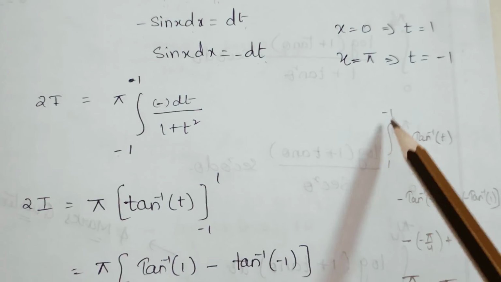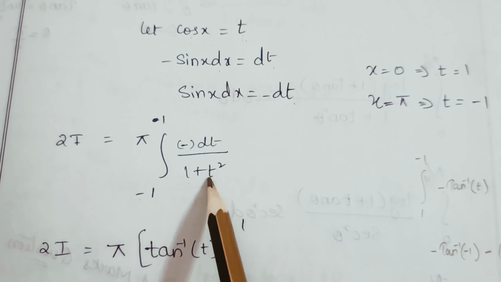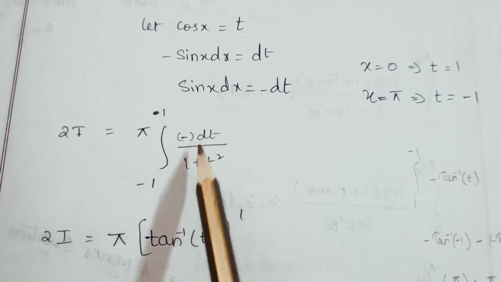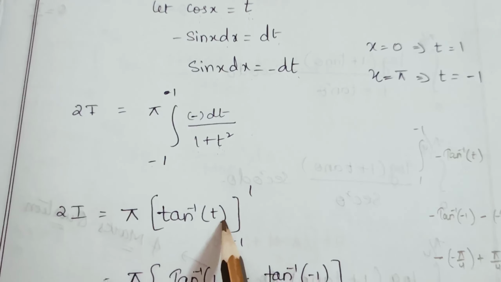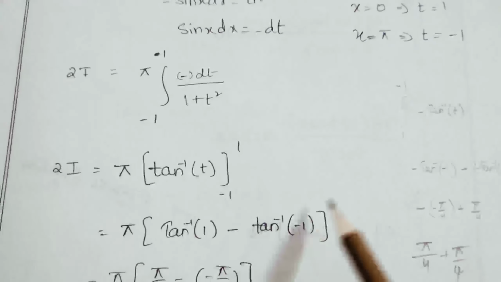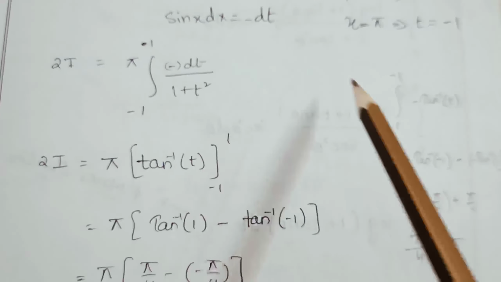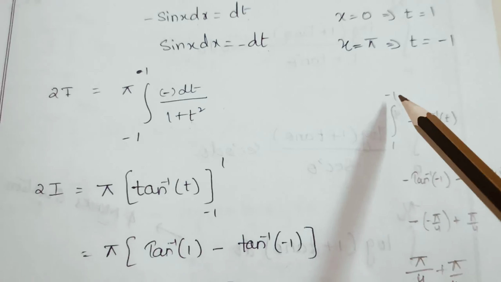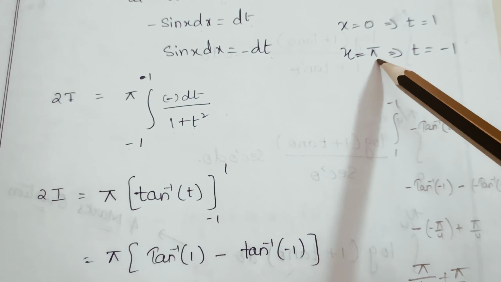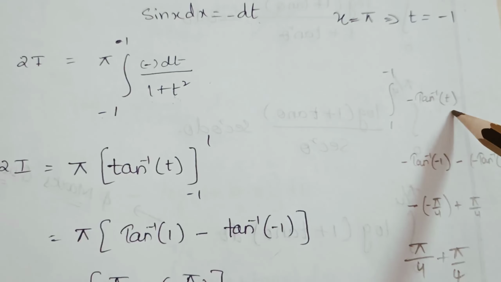Integral from 1 to minus 1, here minus dt upon 1 plus t square. 1 by 1 plus t square integrates to tan inverse t. Here I have not written minus, but minus is there, so minus tan inverse t. But we are getting the same value in both the cases. Here minus 1 upon 1 we have taken, but here 1 upon minus 1. At the place of 0 we have to take 1, at the place of pi we have to take minus 1. So minus tan inverse t.